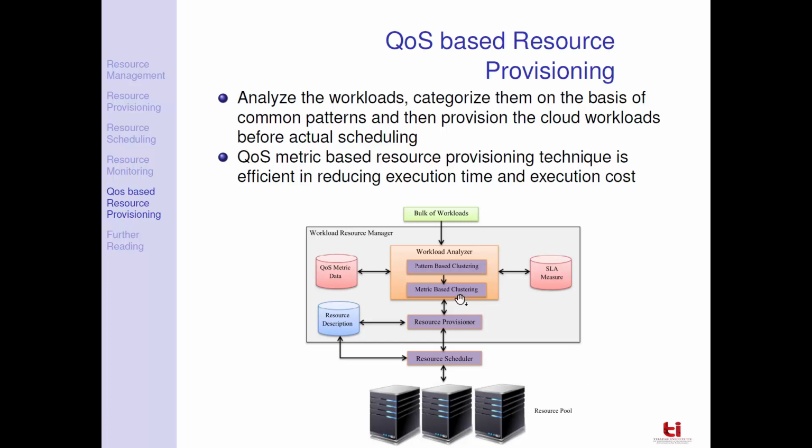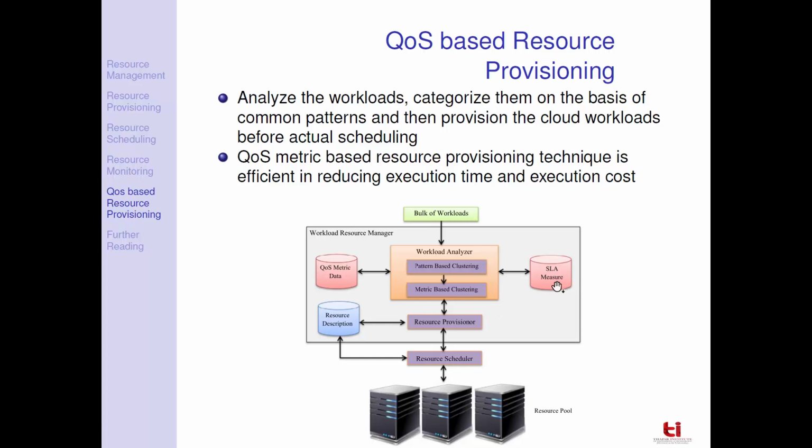If we look at this here, we have a workload resource manager. We also have a block here which is called the workload analyzer. In this, there is a pattern based clustering block and a metric based clustering block. It has input from two other blocks: one is the SLA measure, another is the QoS metric. The rest, the resource provisioner, scheduler, and resource pool, is the same as in the previous diagram. So let us try to understand this.